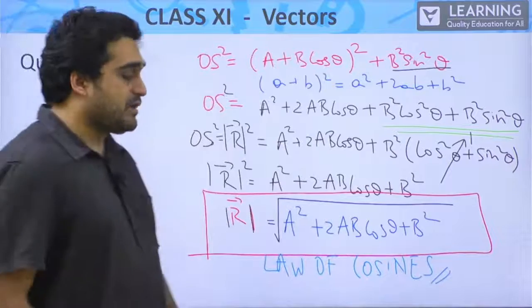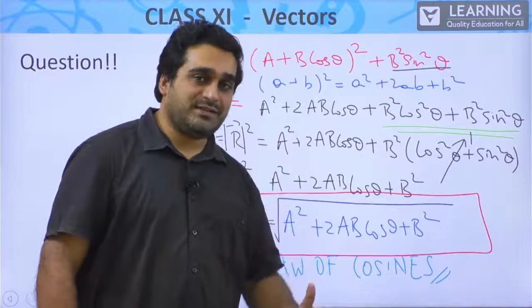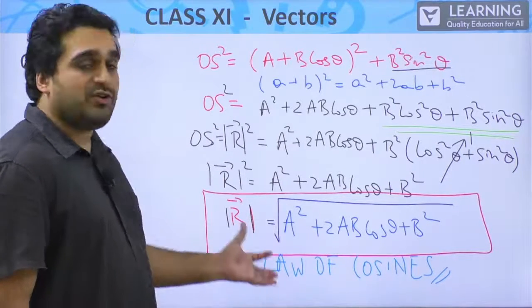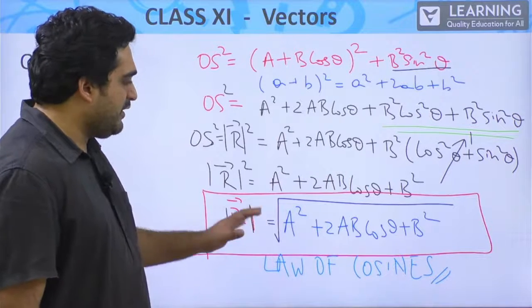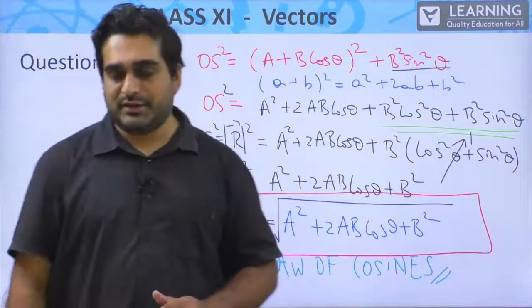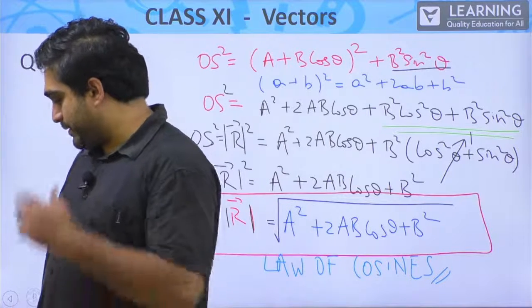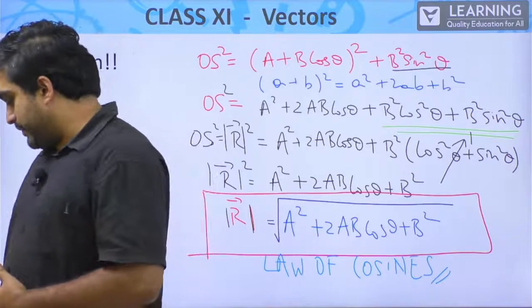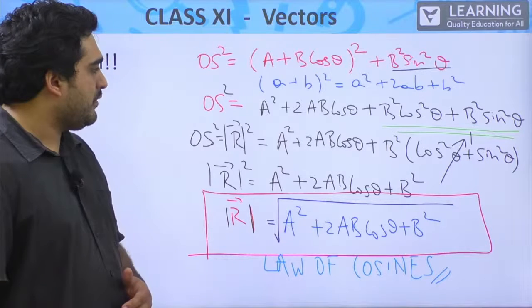Remember, our objective was to derive the law of cosines and the law of sines. So now we have derived one of them, which is the law of cosines. So go ahead, make a quick note of this.